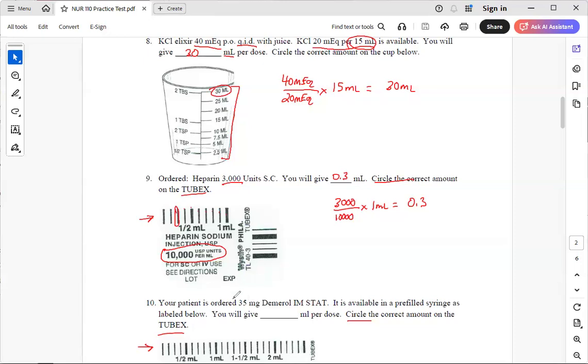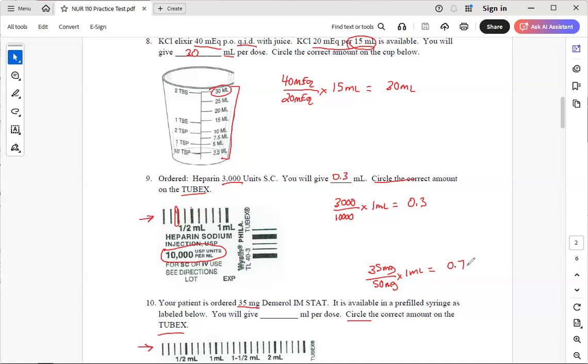Same thing for this. We look at our order. I do have to move this because I can't see the available. I think the available is 50. So what I'm going to do is solve it for 50, and then I'll come back to it if it's wrong. But 35 milligrams per 50 milligrams times the 1 ml. And I'm going to get 0.7, I think. Let me just double check that. 35 divided by 50. Yeah, 0.7.